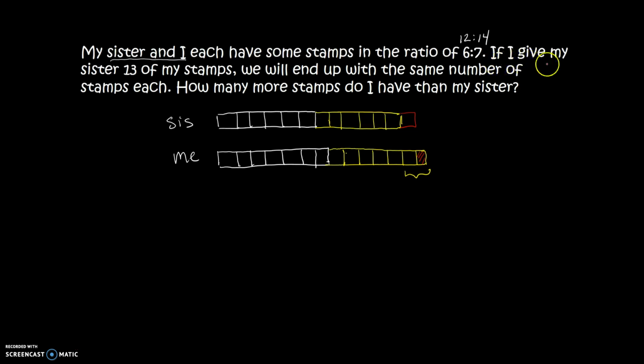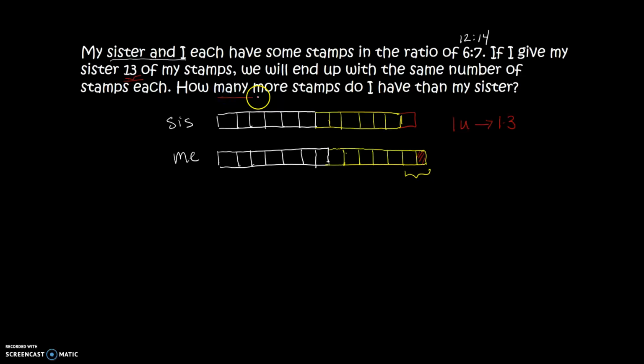So my word problem says if I give my sister 13 of my stamps, now I have 13 units, but let's not get confused here. One of those units equals 13 stamps, okay? So 1 unit equals 13 stamps. How many more stamps do I have than my sister?